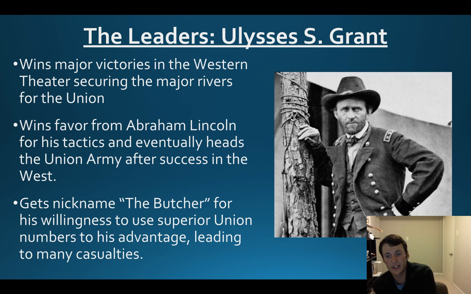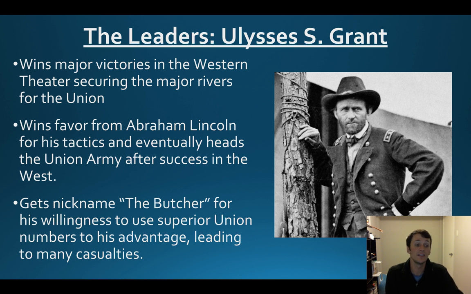So, the other leader that we talked about was Ulysses S. Grant, right? And it's really hard to ignore Grant because Grant is going to be a pretty hardcore general here when he takes over for the Union. And he's also going to end up being president, right? And he's going to get this nickname, the Butcher, for his willingness to use these superior Union numbers to his advantage. And while that might lead to many casualties, it's effectively a great strategy when you outnumber the Confederate soldiers almost 2-1, right? So Abraham Lincoln favors his tactics here.